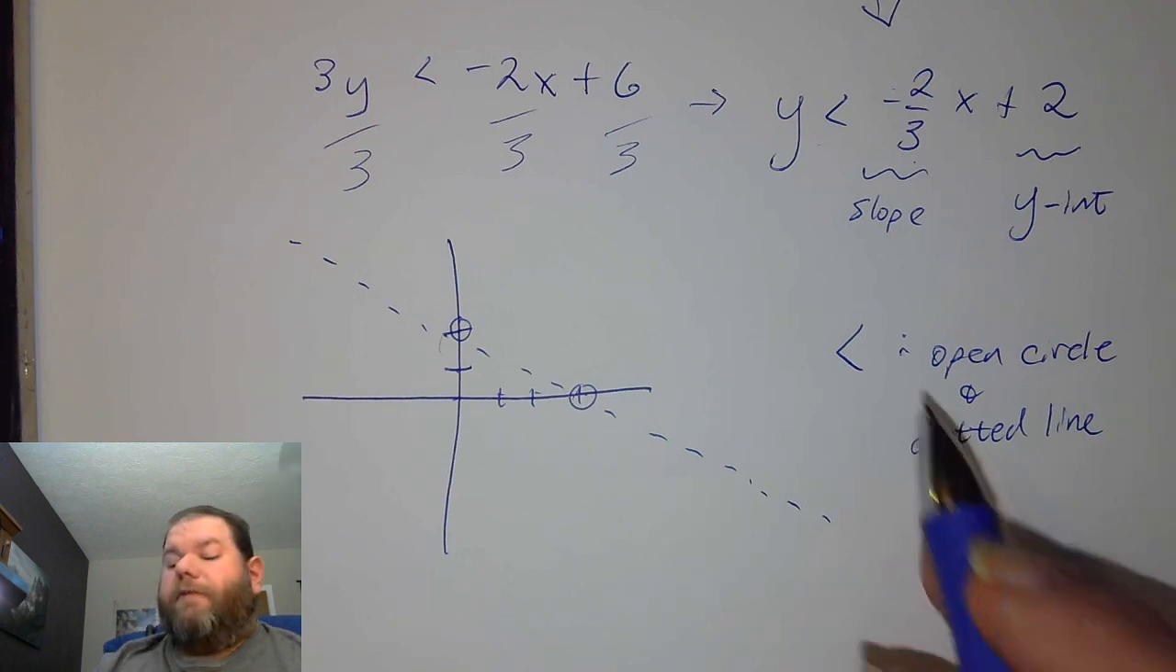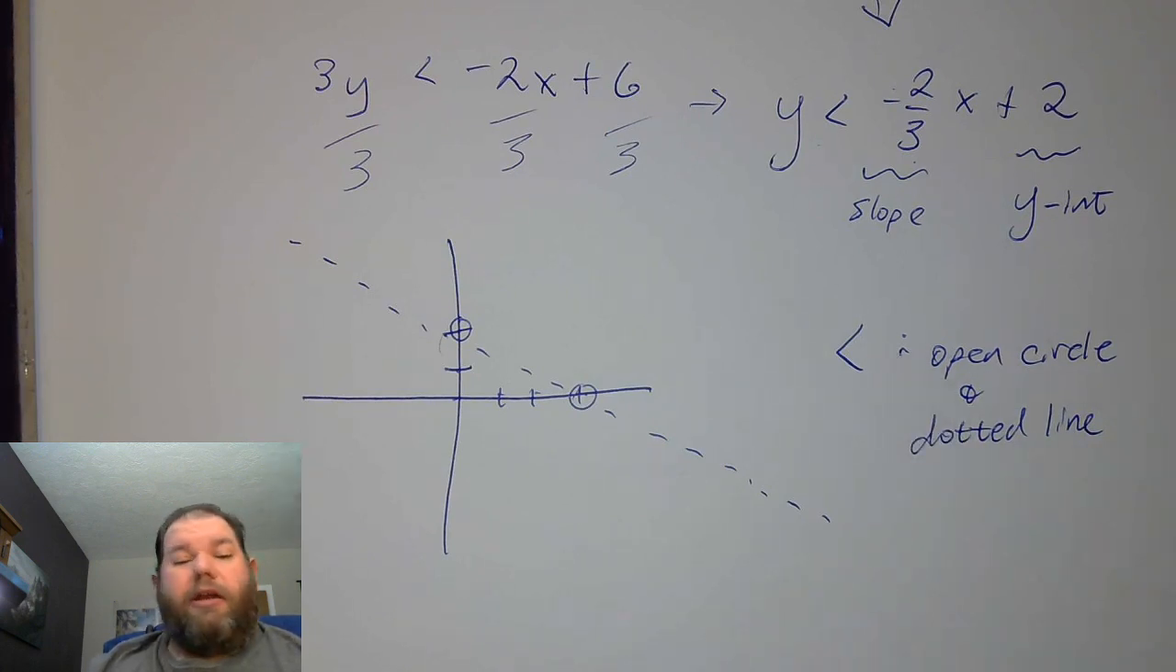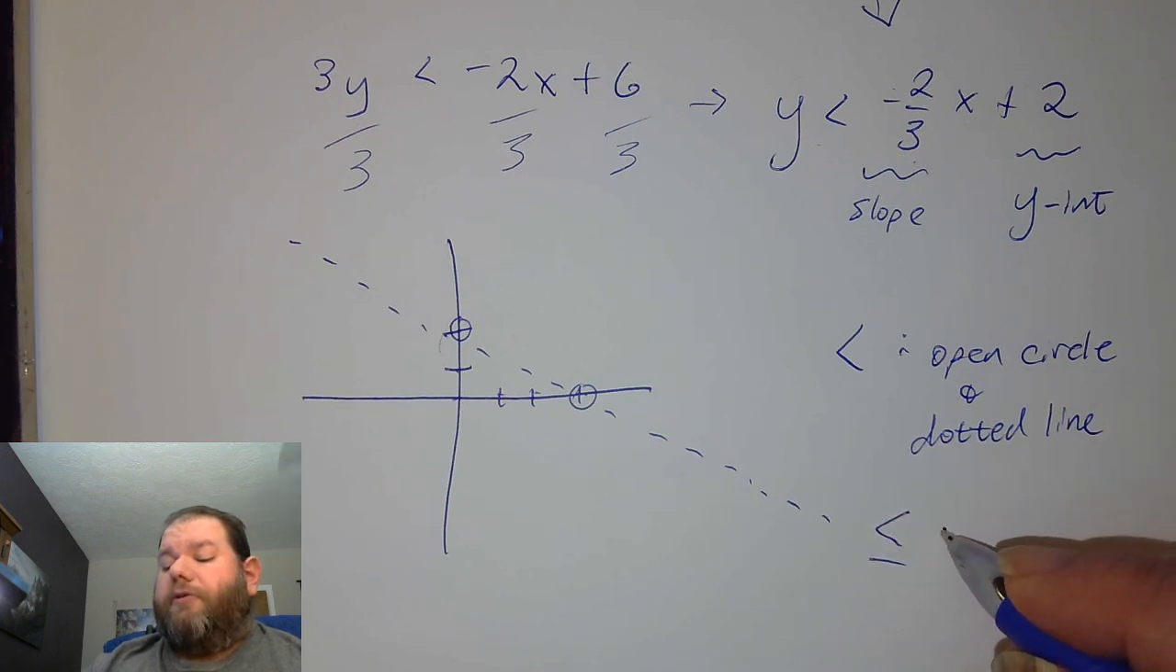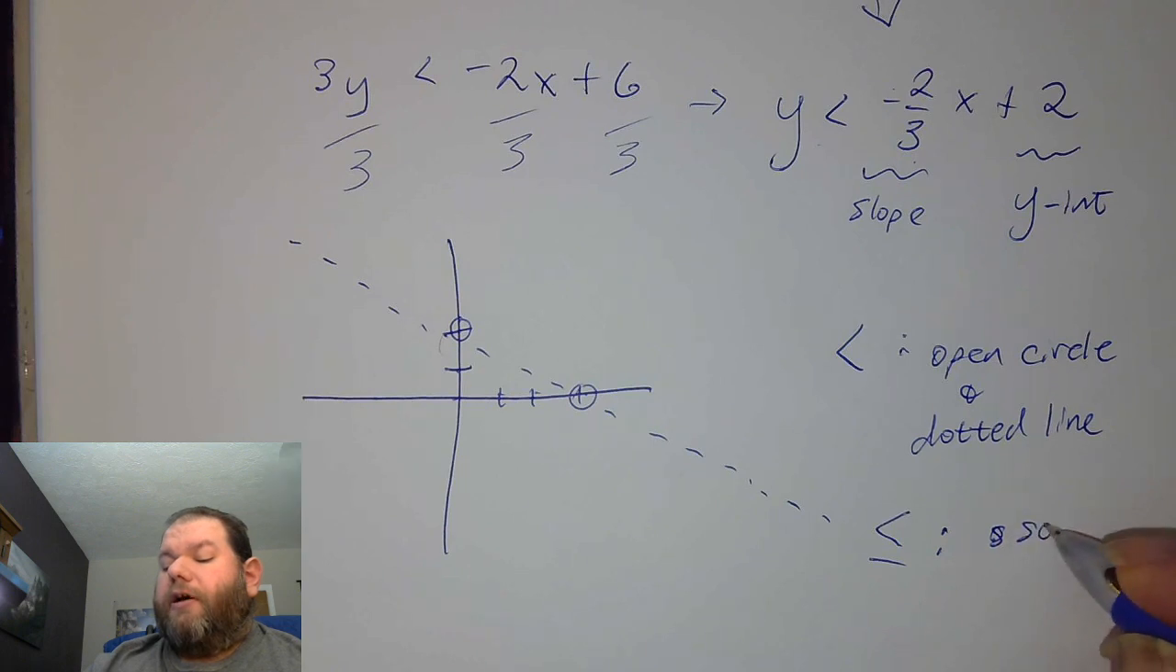So because we have less than in this problem and not less than or equal to, we use open circles and a dotted line. If it had said less than or equal to, we would have a solid dot and a solid line. Yeah, that's good.